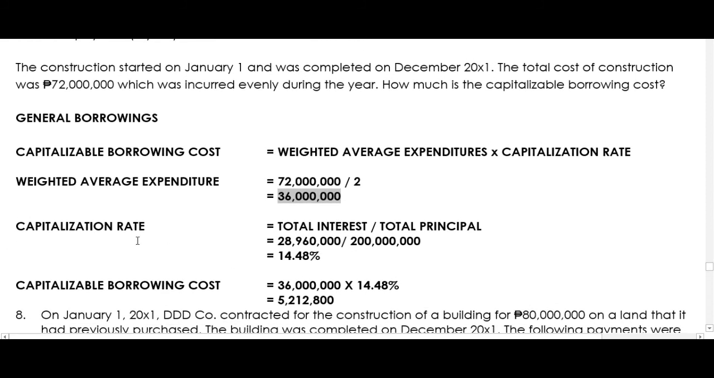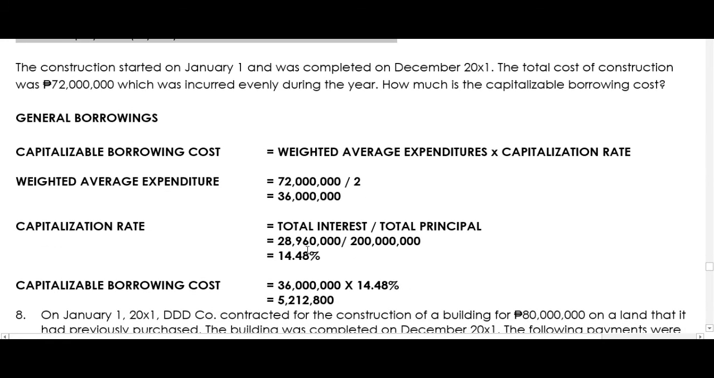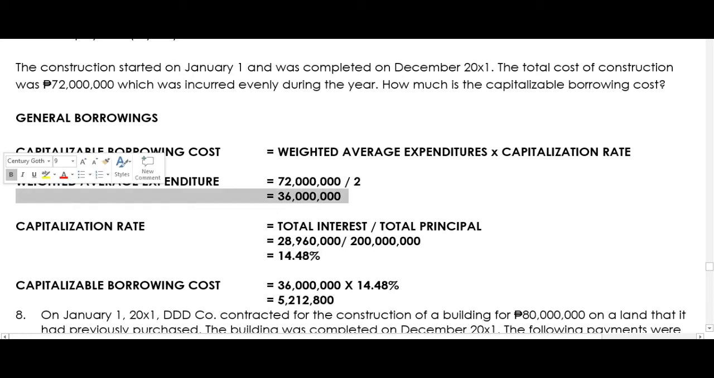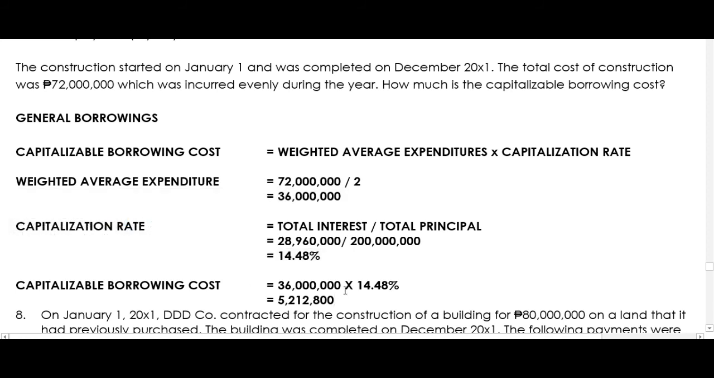Same step, kunin mo pa rin yung capitalization rate. Kung mapapansin mo, itong mga given naman na to, kaparehas lang siya nung question number 6 kanina. So malamang yung lalabas na answer din natin ay parehas lang. So 14.48% din tayo dyan pag kinuha mo yung capitalization rate. So in this case, multiply mo itong 36 million na to at saka yung 14.48%, lalabas na yung ating capitalizable borrowing cost na 5,212,800. So, yun yung sagot natin sa question number 7.